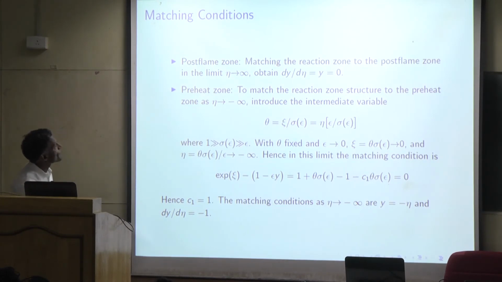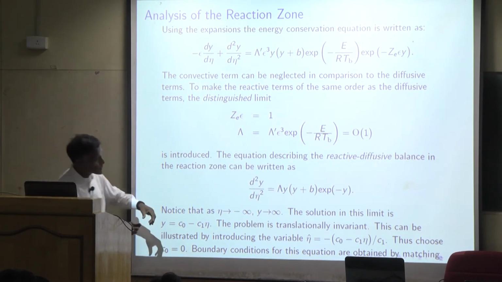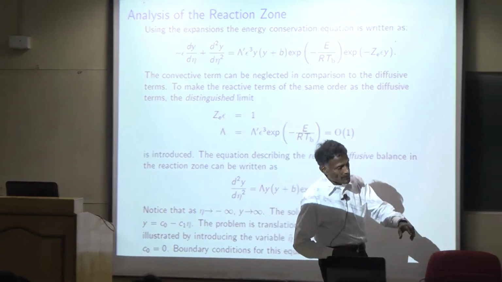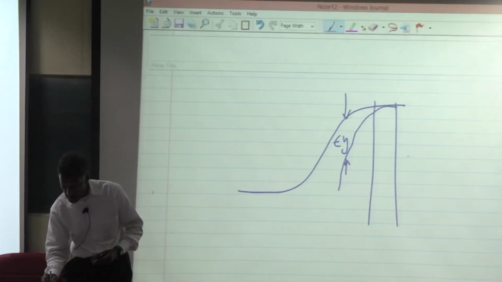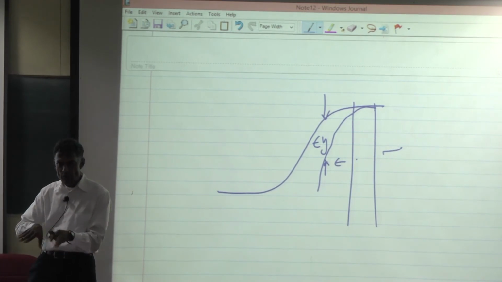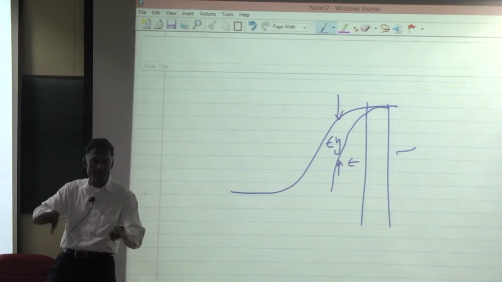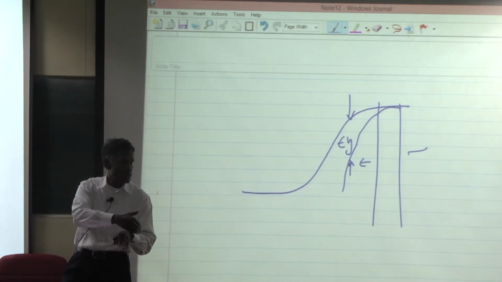Now, what are the boundary conditions for this? Okay, let me go back. There are two boundary conditions. The reaction zone temperature must match to the post-flame zone over here, and it must match to the preheat zone. So the boundary conditions for this particular equation are obtained from matching, one to the post-flame zone, and the other one to the preheat zone.